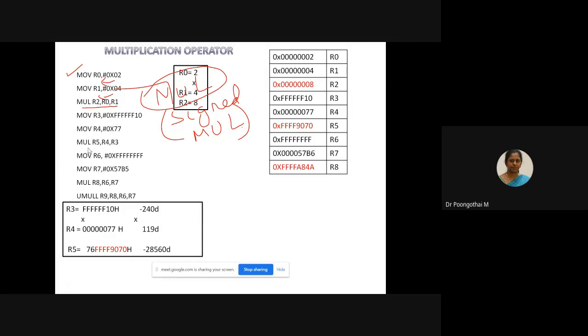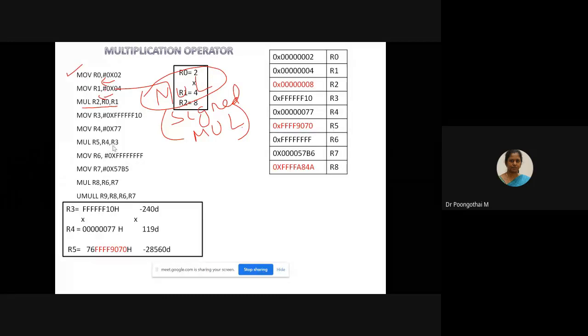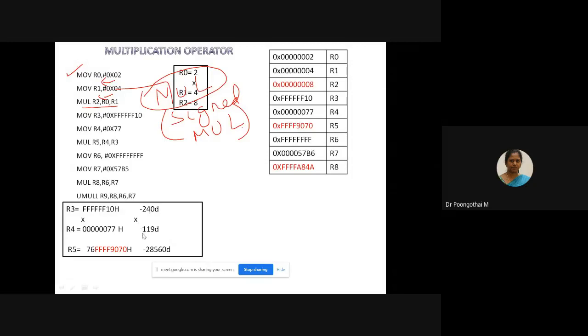Here I am multiplying R4 content by R3. After the multiplication, the result will be held by R5. So look at this table. This signed value is multiplied with an unsigned value. After the multiplication, we will be getting this answer. The important point is, if we interpret the result as a signed 2's complement value, then the result is the correct one.